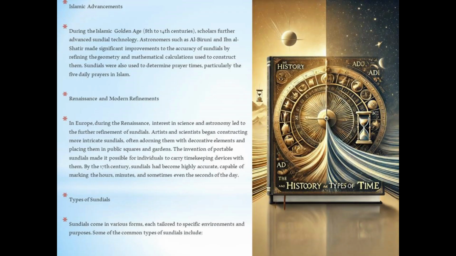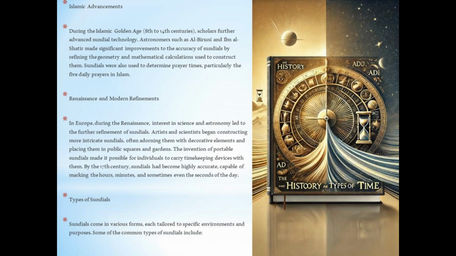Renaissance and modern refinements. In Europe, during the Renaissance, interest in science and astronomy led to the further refinement of sundials. Artists and scientists began constructing more intricate sundials, often adorning them with decorative elements and placing them in public squares and gardens. The invention of portable sundials made it possible for individuals to carry timekeeping devices with them. By the 17th century, sundials had become highly accurate, capable of marking the hours, minutes, and sometimes even the seconds of the day. Types of sundials.